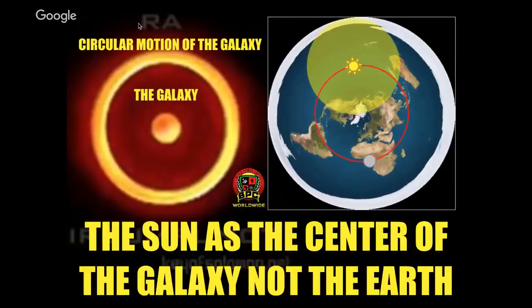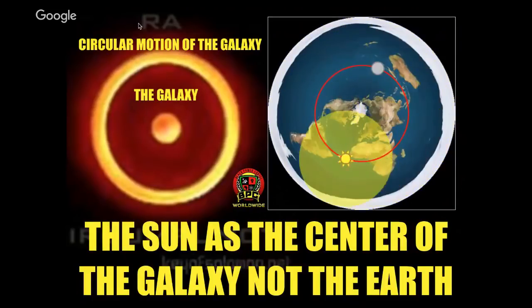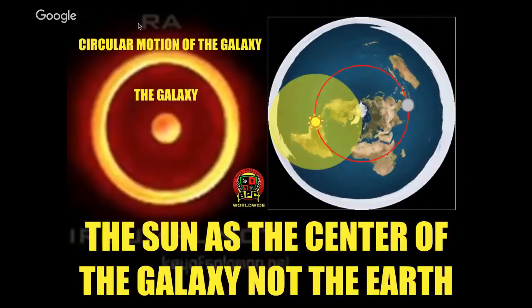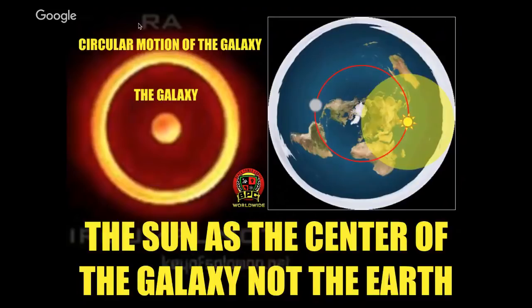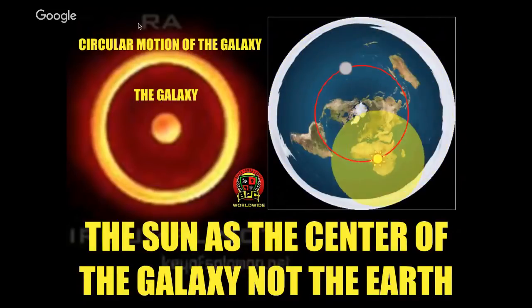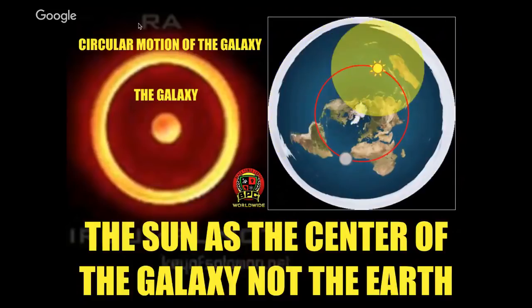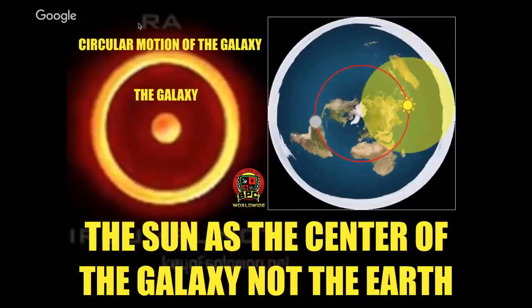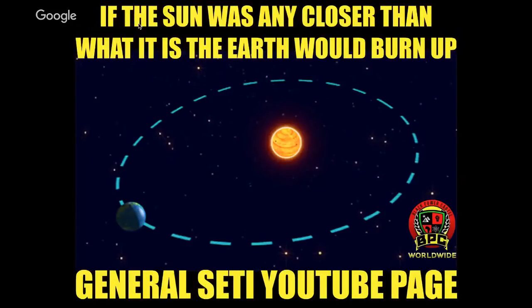The sun as the center of the galaxy, not the earth. Okay? Not the earth. Here you got the sun subordinate to the earth. Okay? Which is totally the opposite of ancient Egypt. So we must be clear about that.